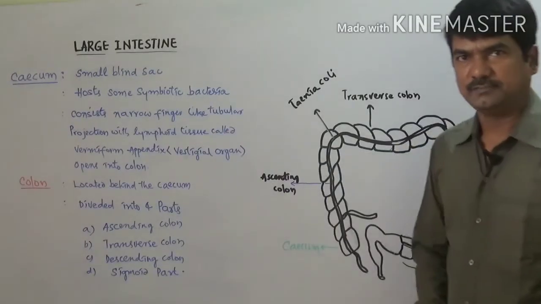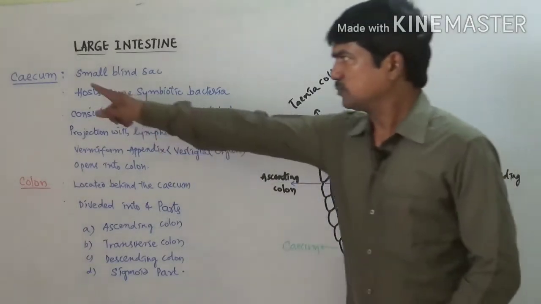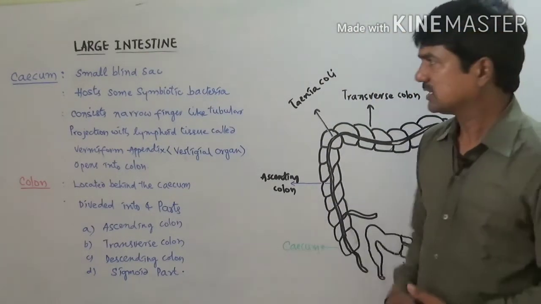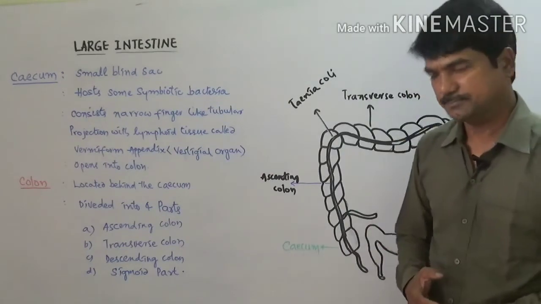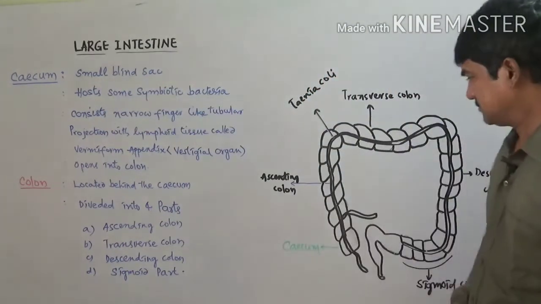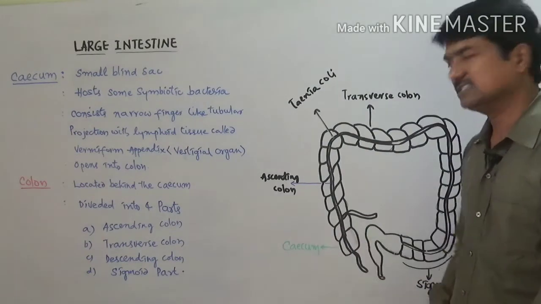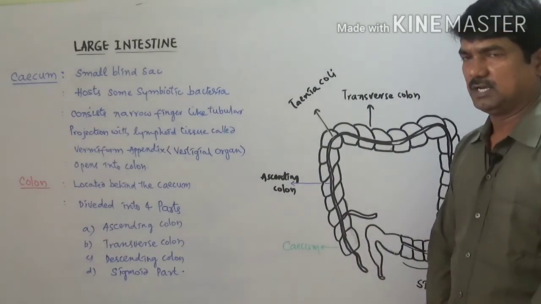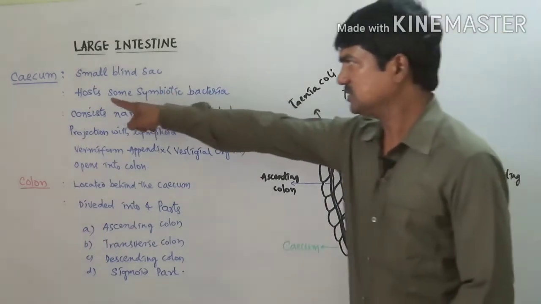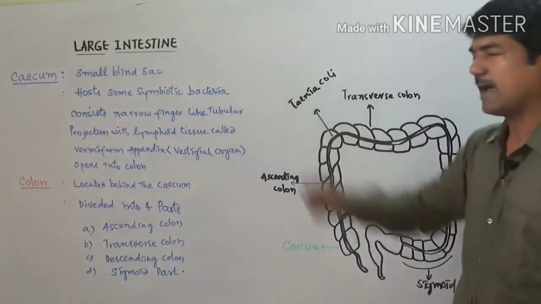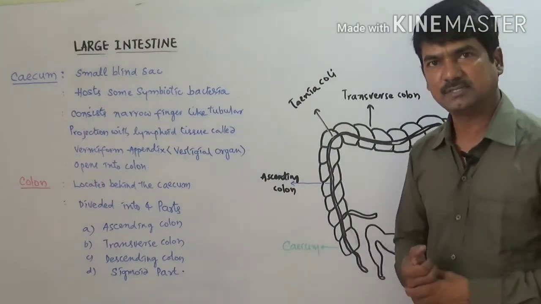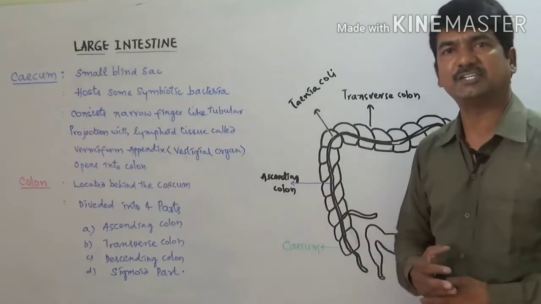Parts of the large intestine. First I am going to take the cecum. Let us see what characteristics there are in the cecum. Here the cecum is a small blind sac. So this is called the cecum. It is a blind sac. Now what is the importance of the cecum? The cecum is host to some symbiotic bacteria, so it is provided with some kind of microorganisms, which are called symbiotic bacteria.